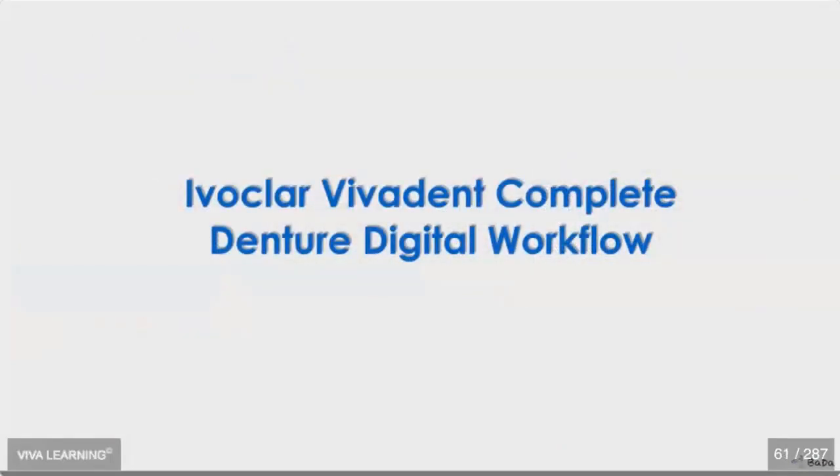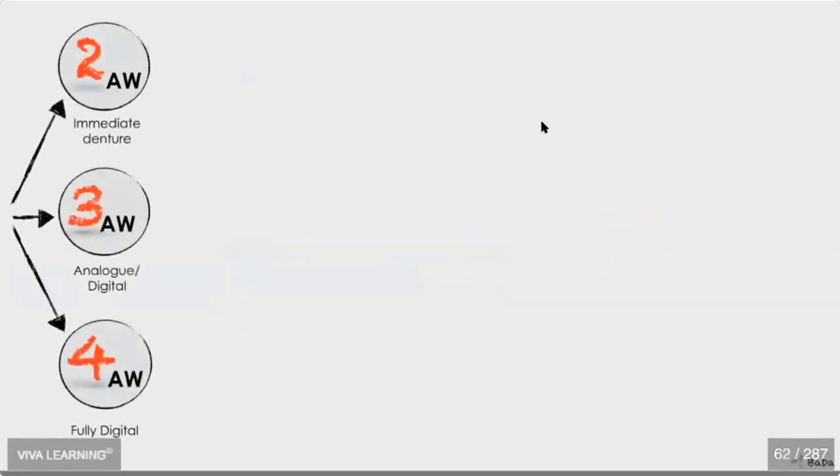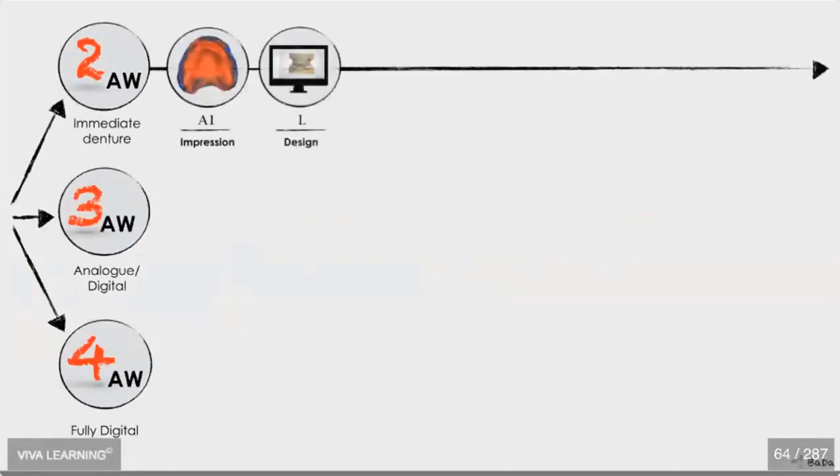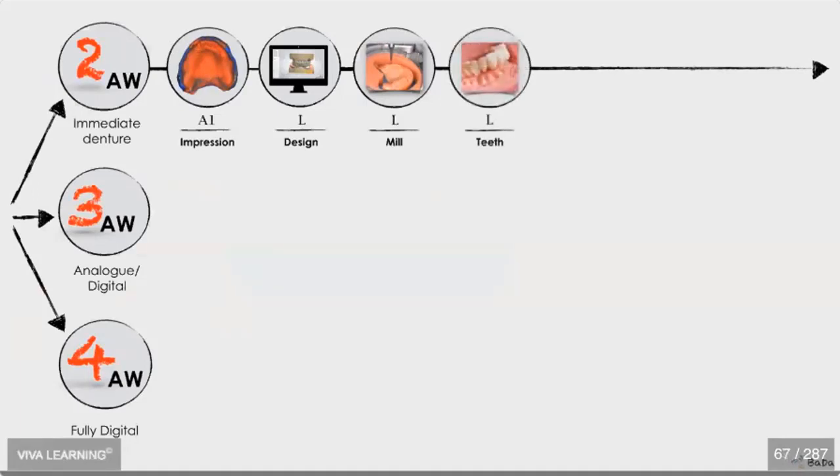Let me give you an idea how the Ivoclar Vivadent complete denture digital workflow works. What you can do is have a 2-appointment workflow if you're doing immediate dentures. The way it works, in your first appointment, you take an impression and send it to the lab, along with the bite registration, of course. The lab will design and mill the dentures, bond the teeth, and then send it back to you for your trial seating. So what you have to do is extract the teeth and deliver the immediate denture.